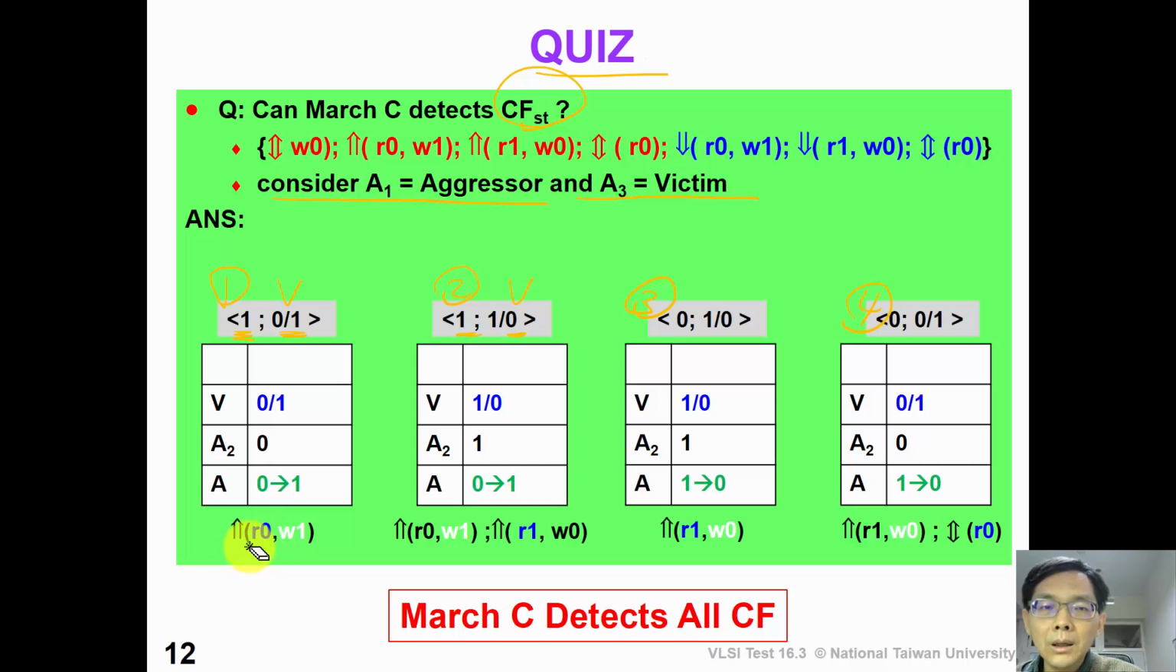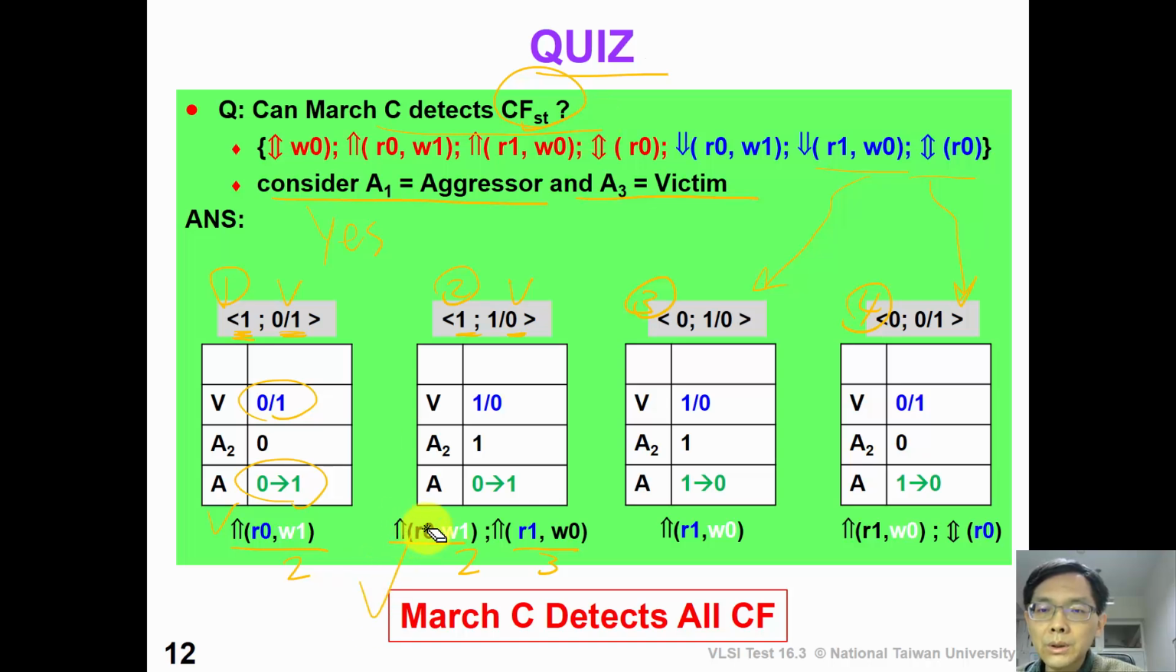Okay, have you done? In the first case, when the aggressor is written to 1, the victim is forced to 1. This can be detected by the second March element. For the second case, same thing here. It can be activated by the second March element and it's detected in the third March element. Case 3 and case 4 are similar, but now they are detected by the second half of the March C algorithm. So yes, the answer is that the March C algorithm is able to detect all state coupling faults.